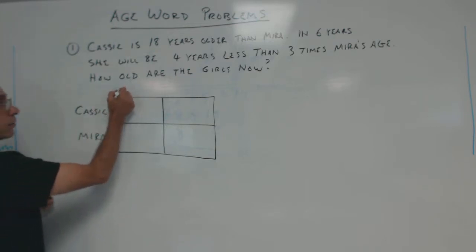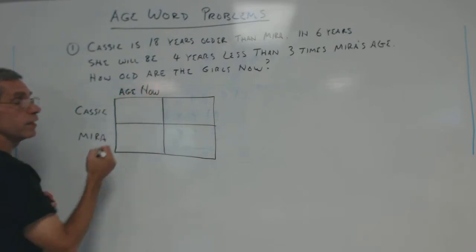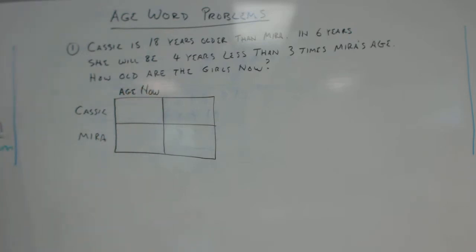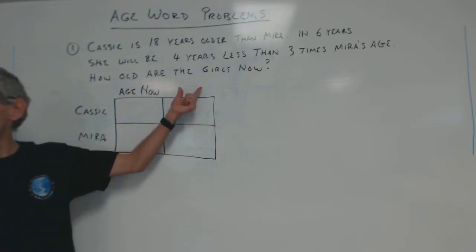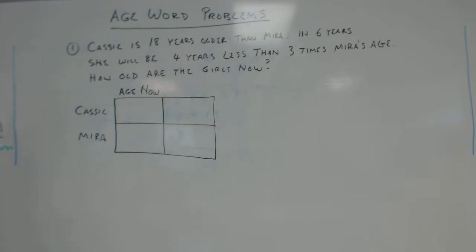So now, the first column is their age right now, and the second column is the other age they're talking about. What's the other age they're talking about? In 6 years.